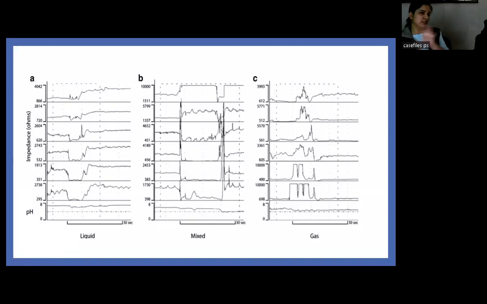In the liquid, because conductivity increases, impedance will decrease, and the graph will come down. However, during the same time, the pH is not decreasing. The pH remains the same. It means there is a non-acidic reflux which is ongoing.